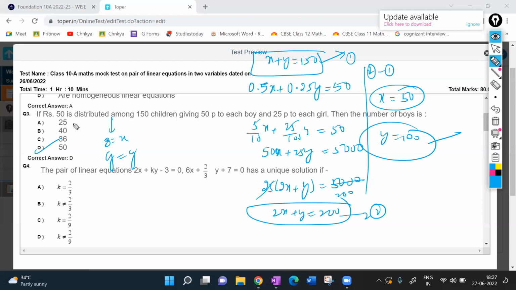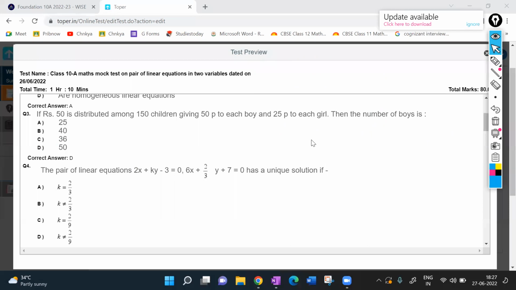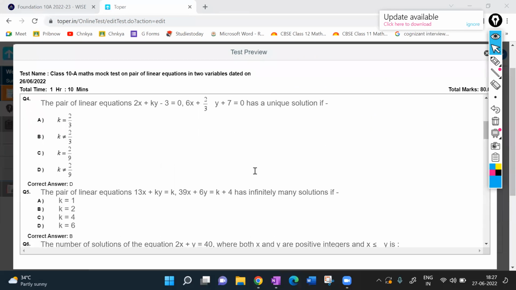Guys, this is also the right way of doing it. Any doubts? No doubt, sir. Next question. Pair of linear equations, this and this have a unique solution. Again, the unique solution concept. Same concept again, guys. You can solve this question very easily.